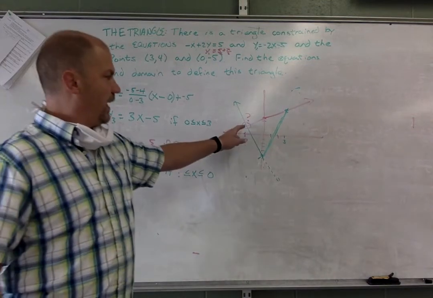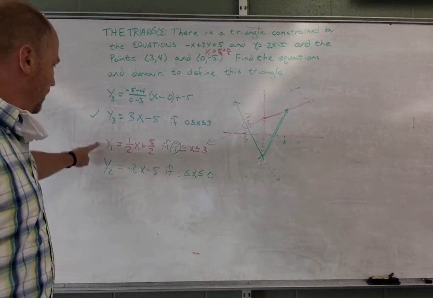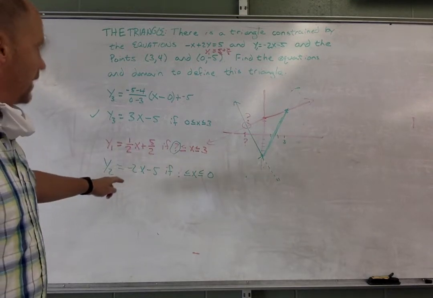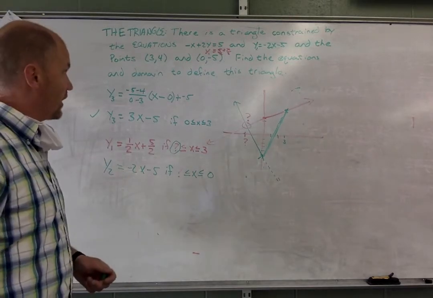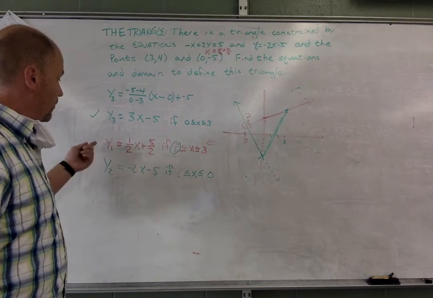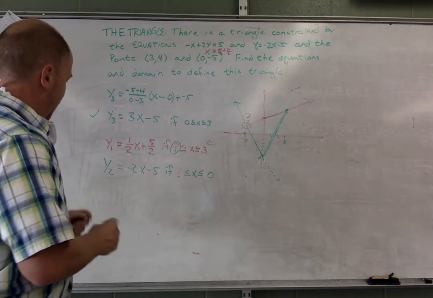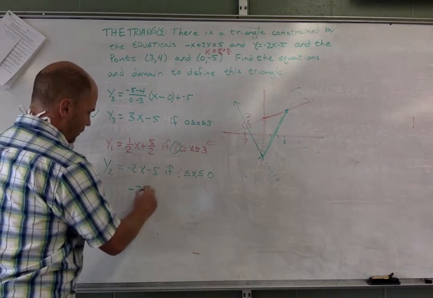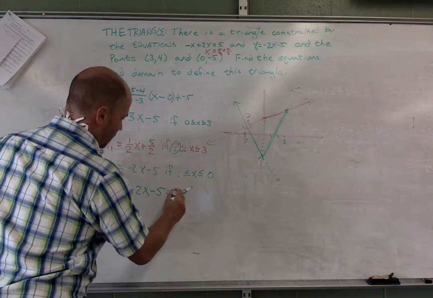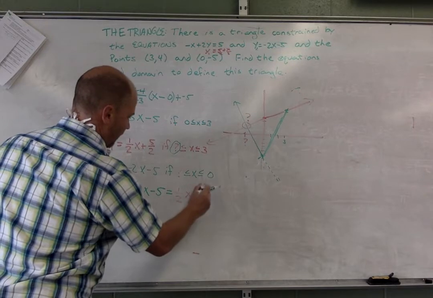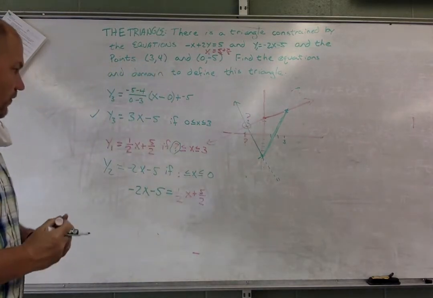So what I need to do is find the x-coordinate of this spot here. I have my two equations, and they're both set up in y equals mx plus b form, which is nice. So I can do my substitution and plug one into the other and start solving. Negative 2x minus 5 is the same as 1/2 x plus 5 halves at that point. That's what I'm looking for.